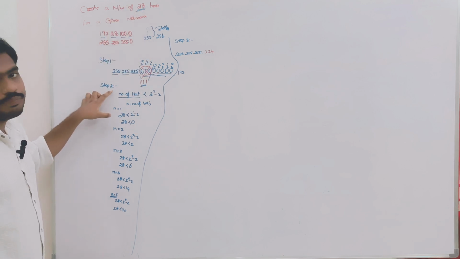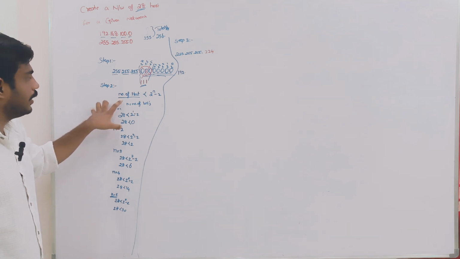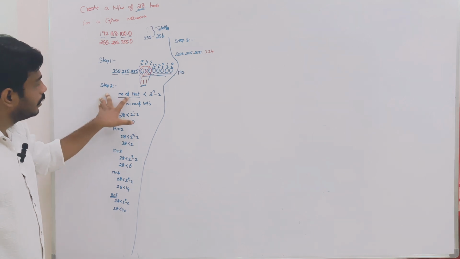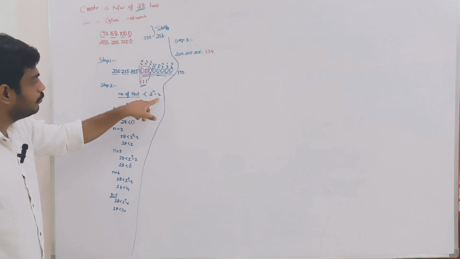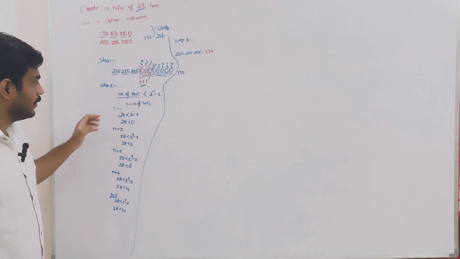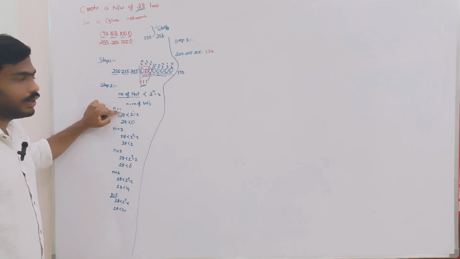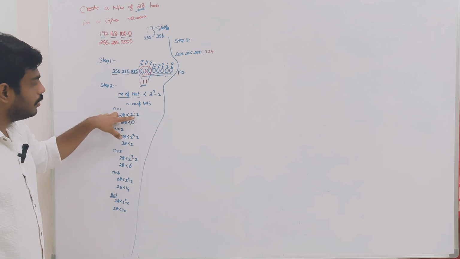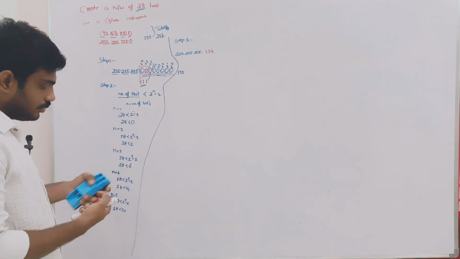Step 2: we have the formula to find the number of bits in the host portion to acquire 28 hosts. The formula is the number of hosts should be less than or equal to 2 power n minus 2, where n is the number of bits. So we will check. First I take the number of bits as 1. Is 28 less than 2 power 1 minus 2? Is 28 less than 0? No, this is not true.